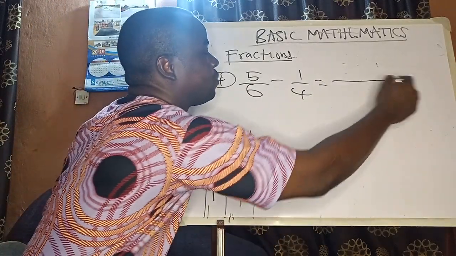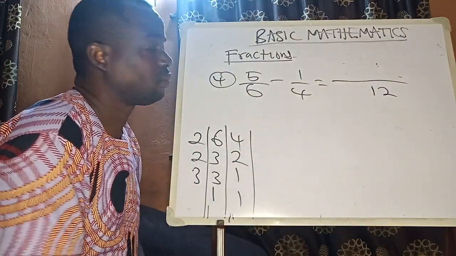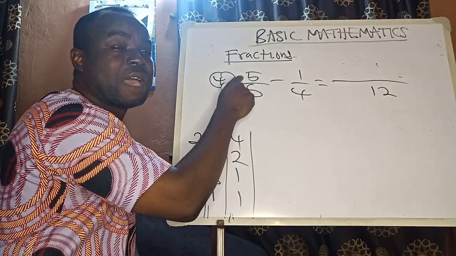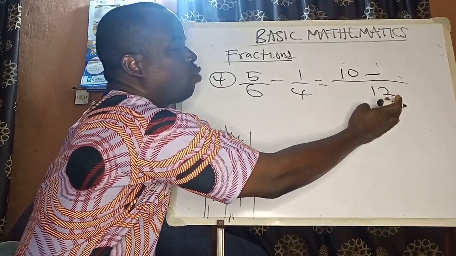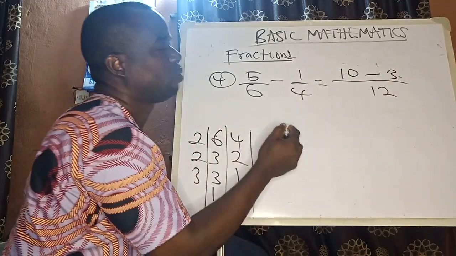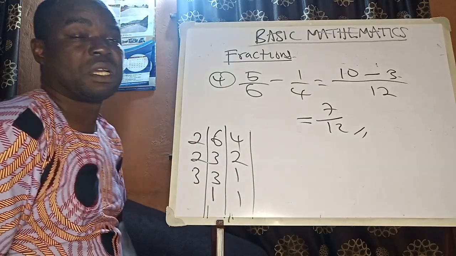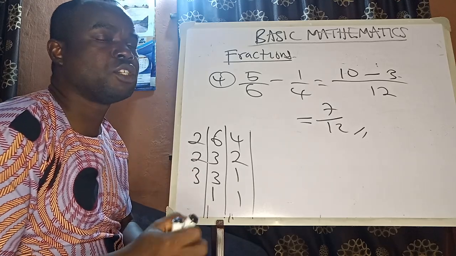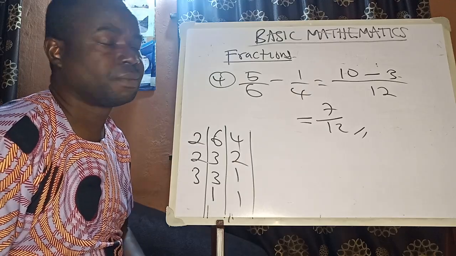So you put it here. The same way we did that addition is where you do this subtraction. It's the same thing. 12 divided by 6 is 2. 2 times 5 is 10. 12 divided by 4 is 3. 3 times 1, 3. So we now have 10 minus 3 is 7/12. And that's the answer. Are we good? So if you are doing addition or subtraction, use your LCM. Are we good?